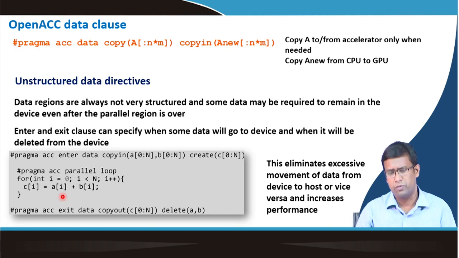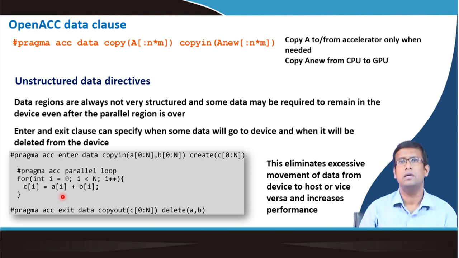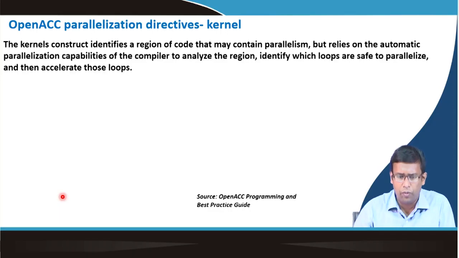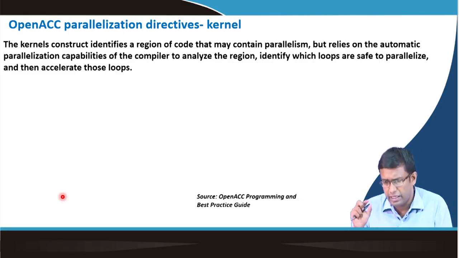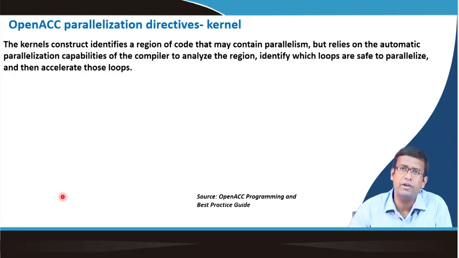This eliminates excessive movement of data from device to host and vice versa, and therefore increases performance. Next, the OpenACC parallelization directive. We have seen earlier that the simplest parallelization directive is kernels. If we can identify a particular region which has to be parallelized and write the pragma acc kernels, this construct will take that region of the code and check if it may contain parallelism. The construct directive is given by the programmer, but it's left to the compiler to parallelize it.